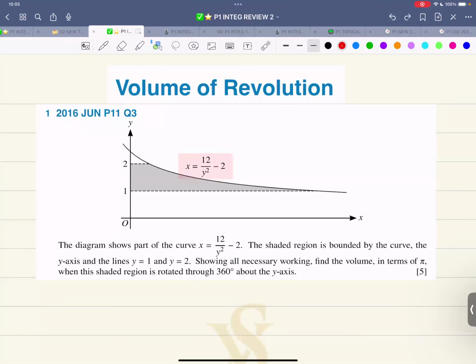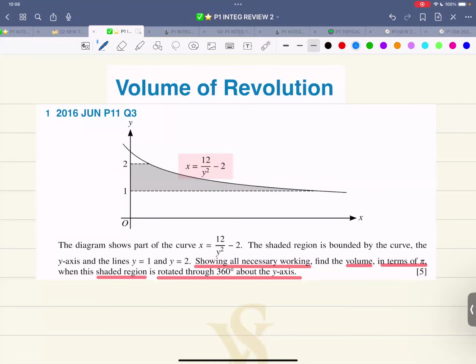Now it says the shaded region is bounded by the curve. That is the shaded region. This is bounded by the curve and the y-axis and the lines y equals 1 and y equals 2. This is the line y equals 1. This is the line y equals 2. Showing all necessary working. That means show every single step.